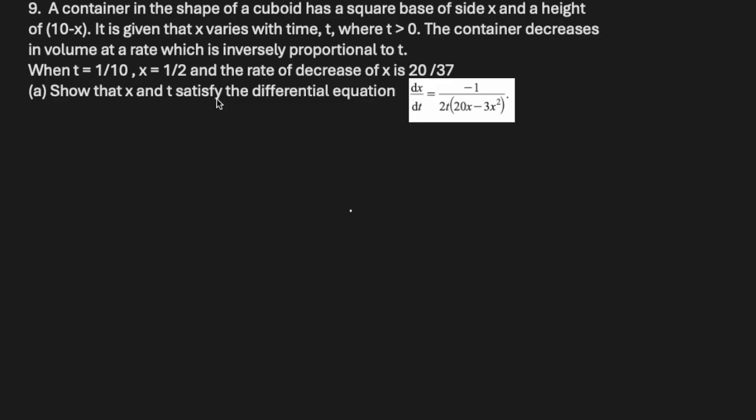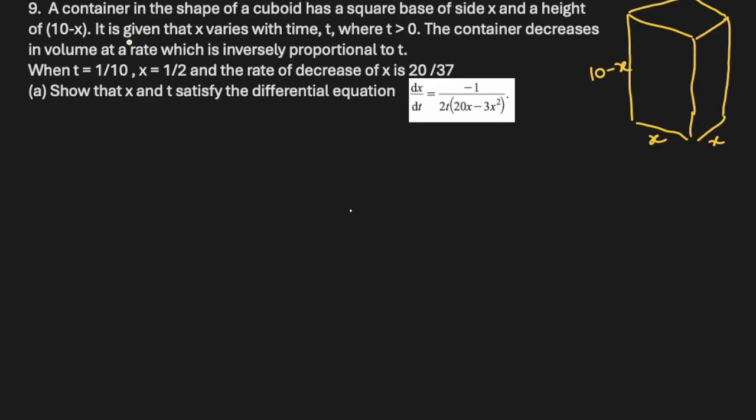Question 9. A container in the shape of a cuboid has a square base of side x. Okay, so this is a container and it is of cuboid shape and its base is x by x, right? Side x, and the height of 10 minus x, this is 10 minus x.